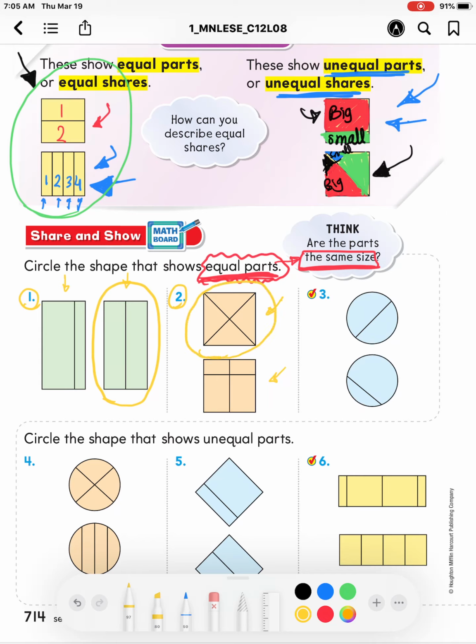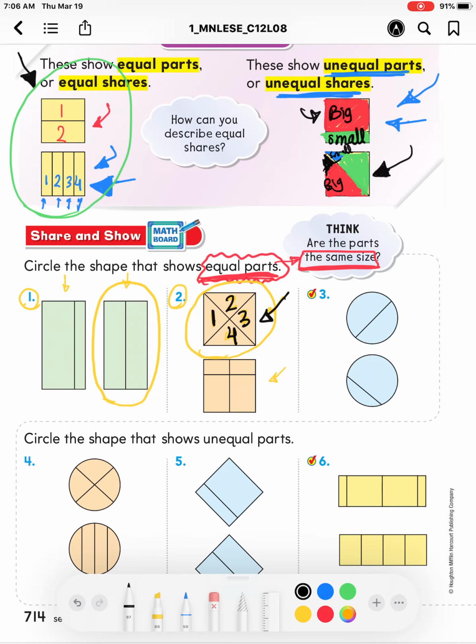We have here how many equal parts? 1, 2, 3, 4. Let's make it in a darker. 1, 2, 3, 4. So we have here 4 equal parts. This is so important because this shows how a shape can have more than 2 equal parts.